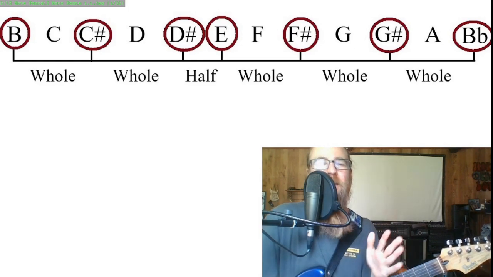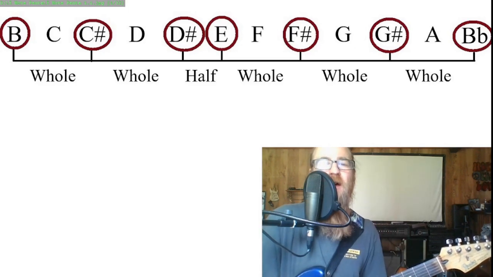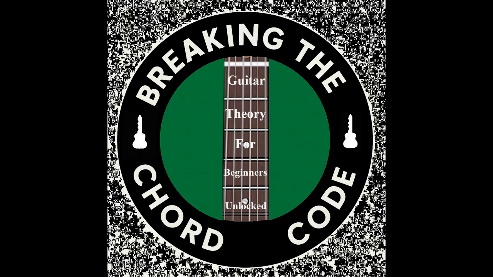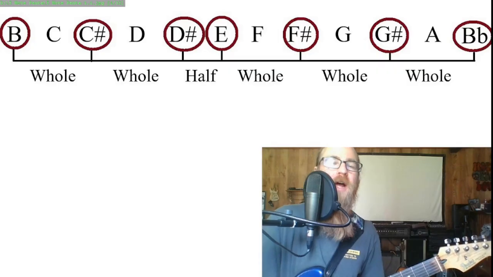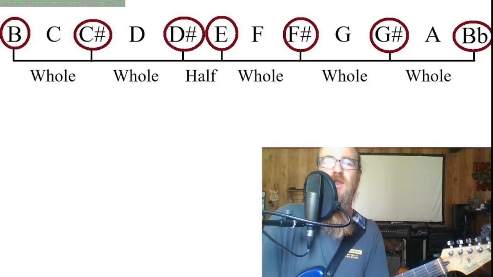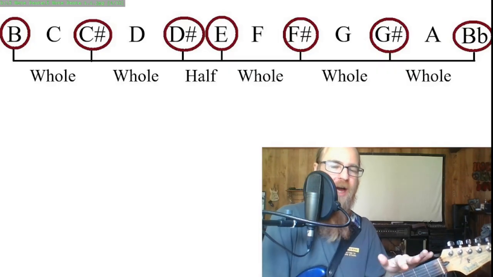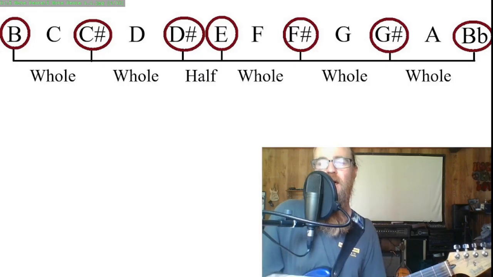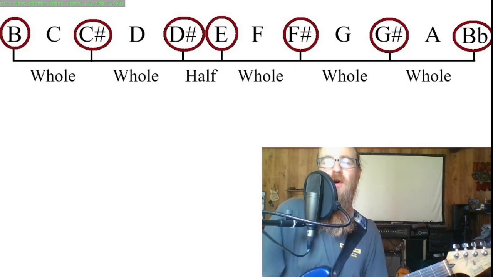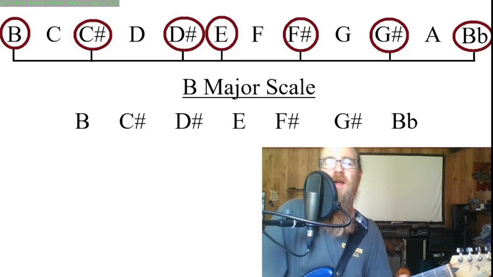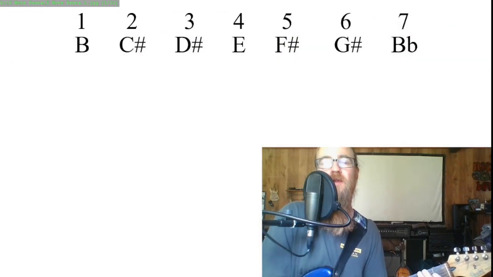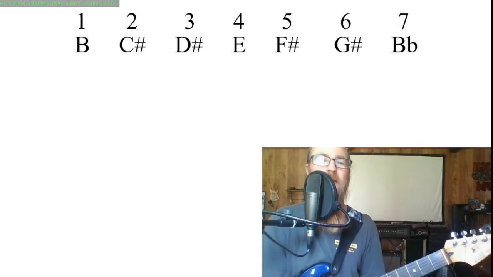I'm going to show you the easiest pentatonic scale shape and how it's used everywhere. The pentatonic scale is probably the most used scale ever. So you get a scale from whole, whole, half, whole, whole, whole, half. That's the B major scale. Now what we're going to do is actually create a pentatonic scale.